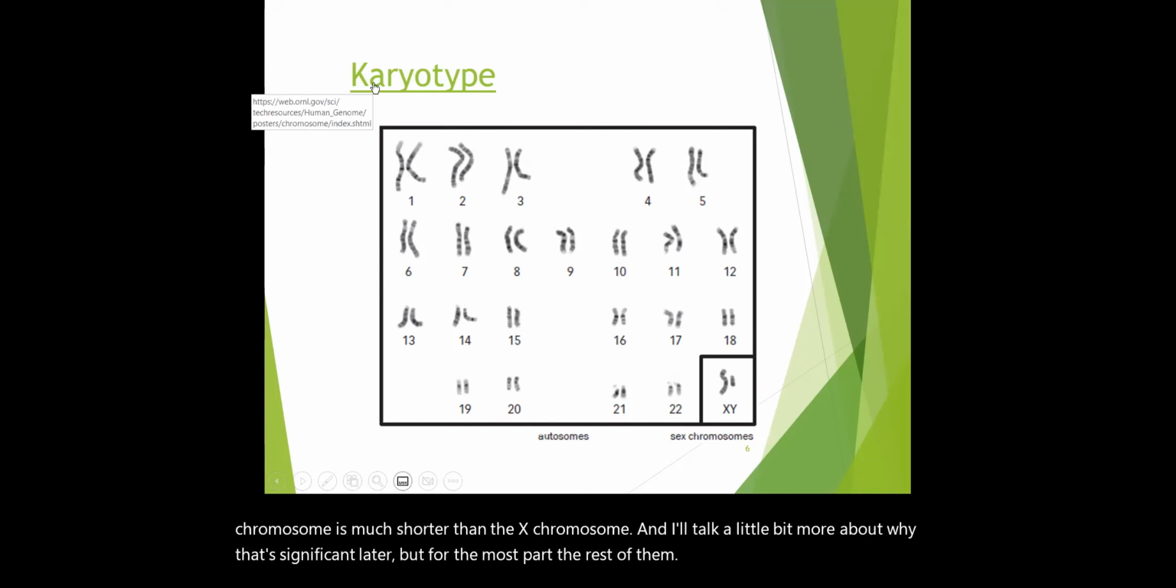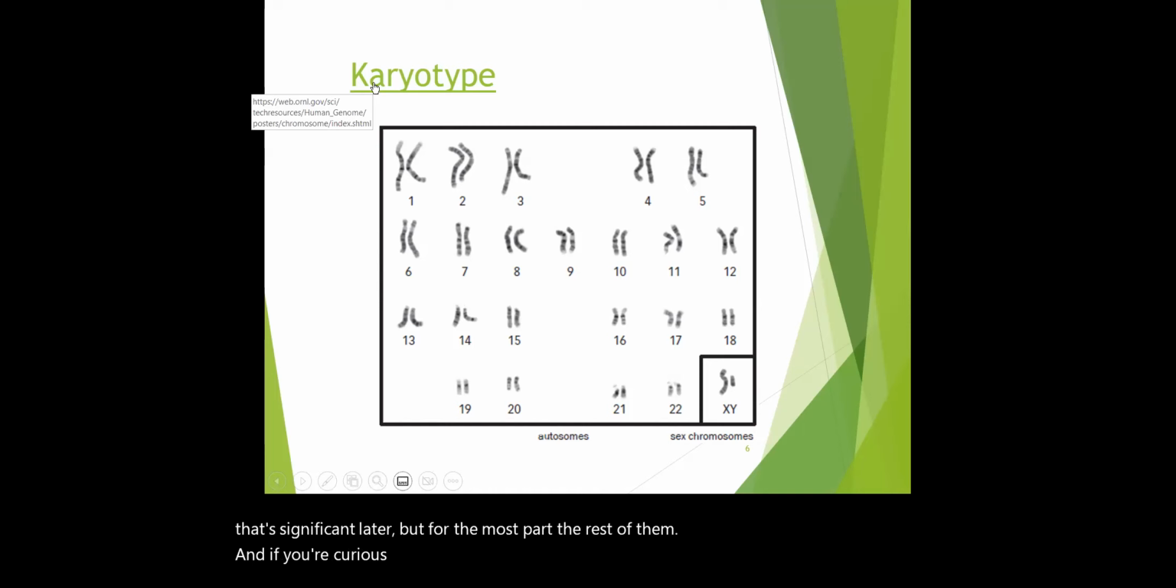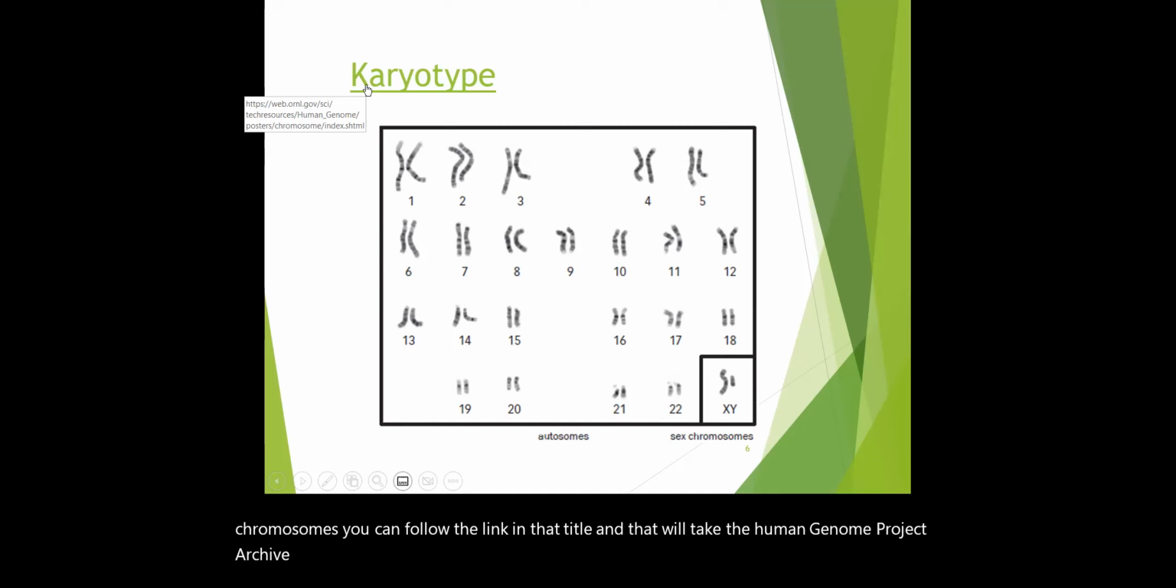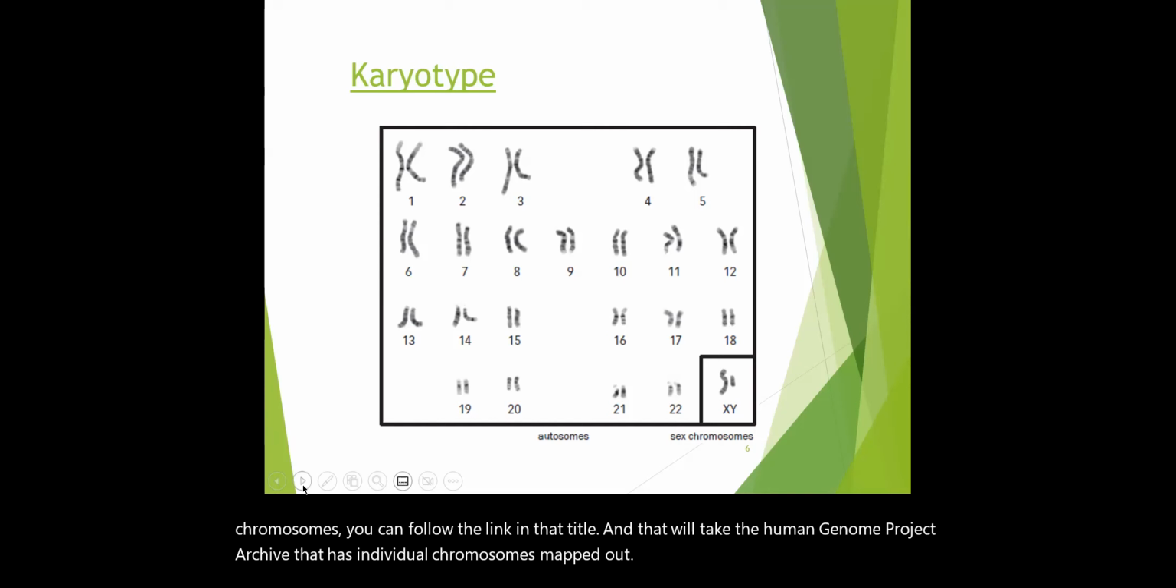And if you're curious about learning more about what genes are on each of these chromosomes, you can follow the link in that title, and that will take you to the Human Genome Project archive that has individual chromosomes mapped out. Pretty interesting.